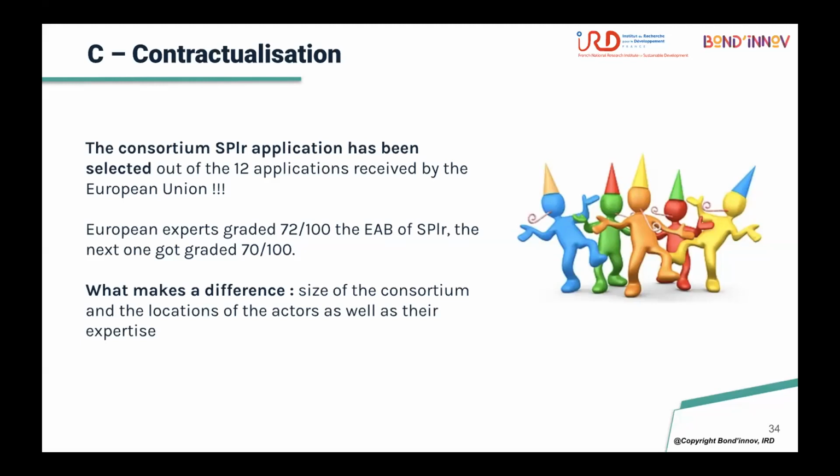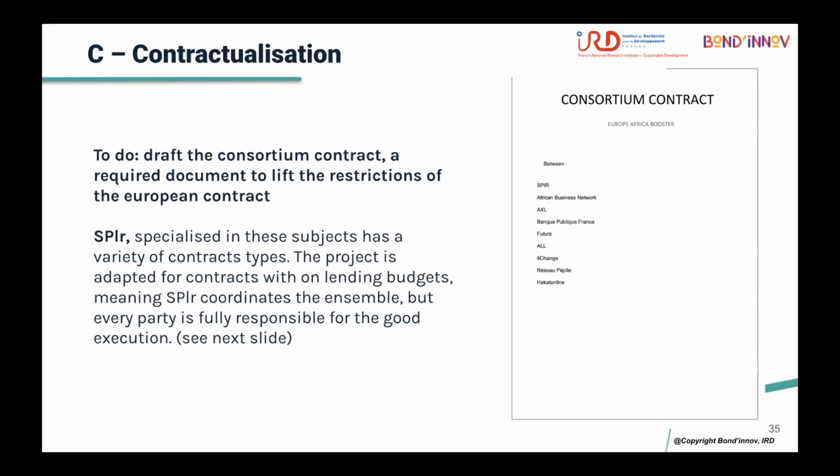As you can see, when submitting, what is important to ensure in a consortium is the existence of the necessary expertise for the implementation of the project, and also the complementarity between the different partners of the consortium. Now, a contract needs to be drafted between the partners for this project.